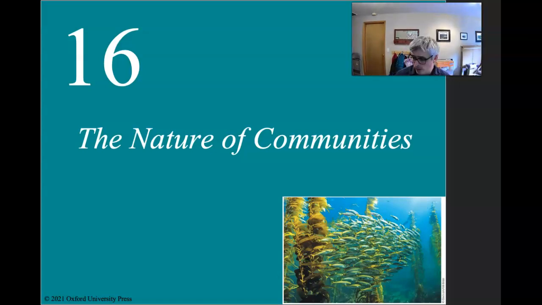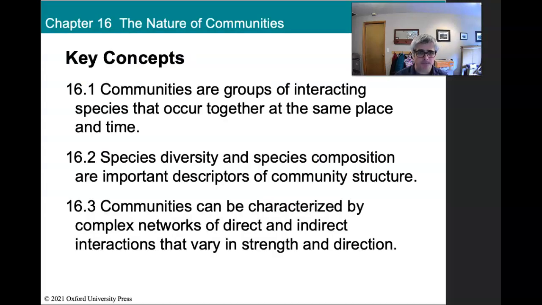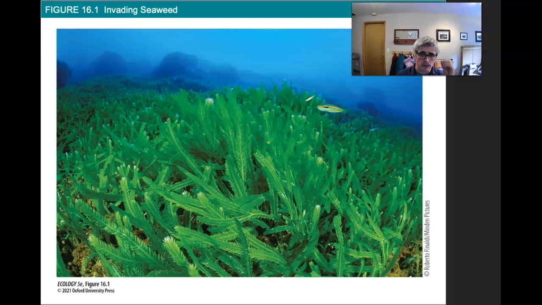Okay, let's talk about Chapter 16, the nature of communities. The key concepts for this chapter are that communities are groups of interacting species that occur at the same place and time, that species diversity and species composition are important descriptors of community structure, and that communities can be characterized by complex networks of direct and indirect interactions that vary in strength and direction.